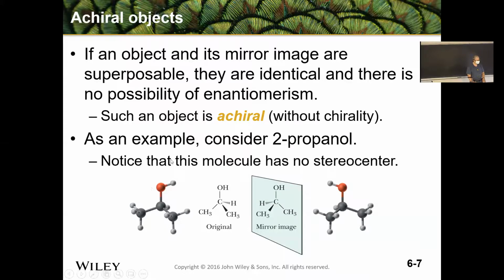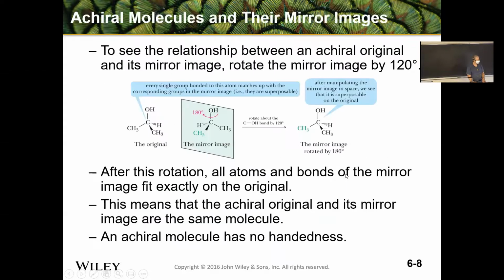Propanol, 2-propanol, has 2 groups that are the same, these 2 methyl groups. And so it and its mirror image are identical. Okay, there's no stereocenter, and so you can't tell the difference between the 2 mirror images. Okay, so this is an achiral molecule. It has no handedness.